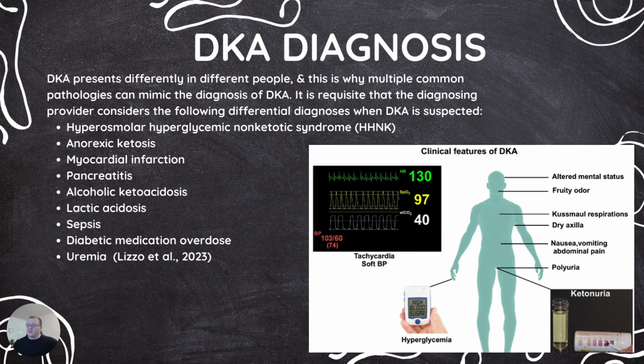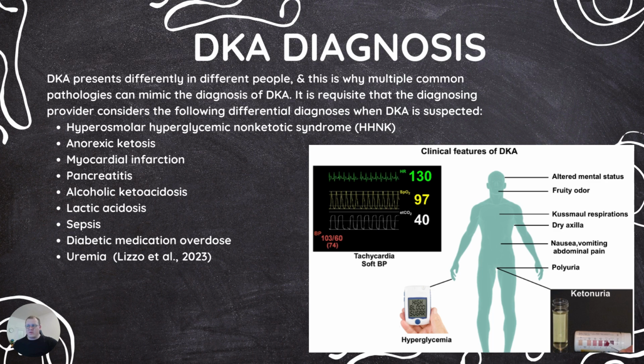DKA presents differently in different people, and this is why multiple common pathologies can mimic the diagnosis of DKA. It is requisite that the diagnosing provider consider the following differential diagnoses when DKA is suspected. So HHNK, anorexic ketosis, myocardial infarction, because they can present as usually pale and diaphoretic, but also with horrible abdominal pain and discomfort, body aches. So it could mimic a heart attack.